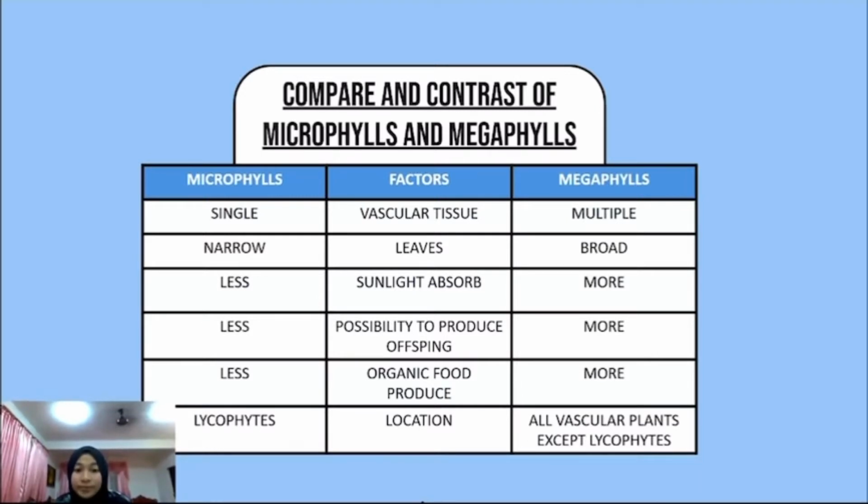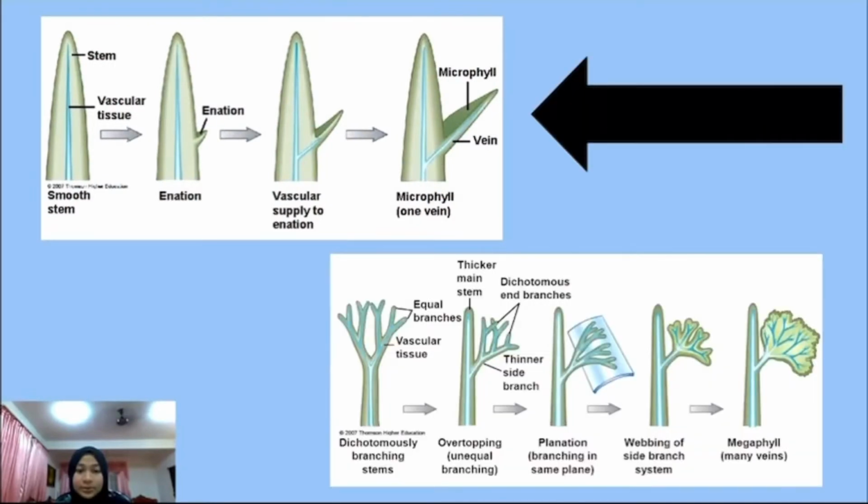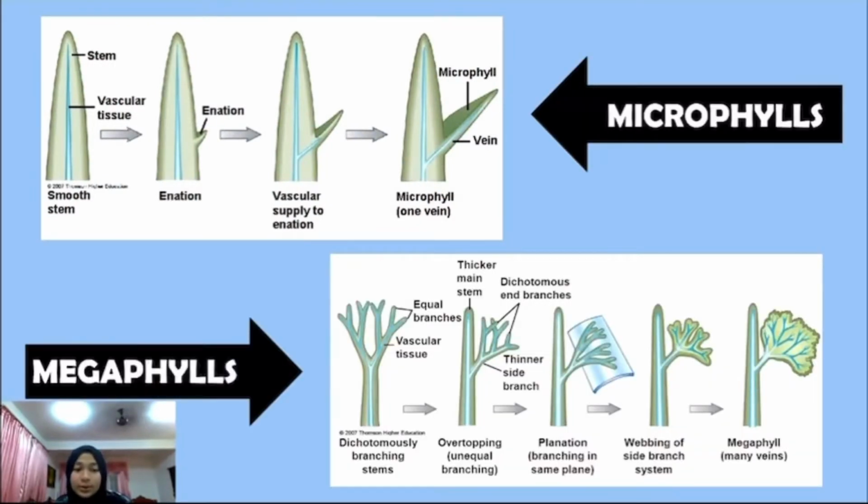For the location, microphylls were found in lycophytes, and megaphylls were found in all vascular plants except for lycophytes. This is the evolution of microphyll and megaphyll. So I will explain to you about the evolution of microphyll first.